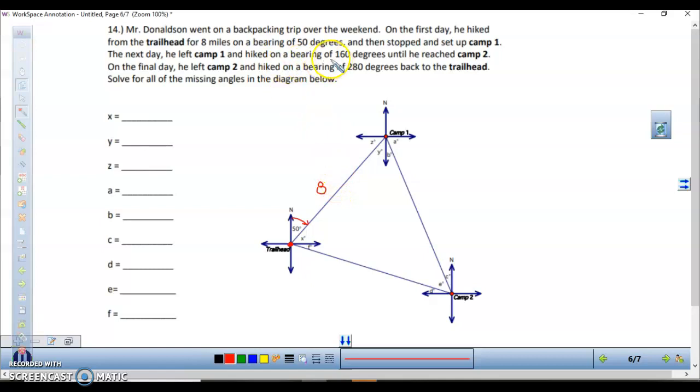All right. So then I stop and I set up camp 1. So here's camp 1. Before we move on, this is where I ended, let's just take a look at what we would know. We knew this length was 8 miles. We knew this was 50 degrees. And again, if the north-south line and the east-west line are perpendicular, then this would be 40 degrees. So I know x is 40. These two must add to 90.